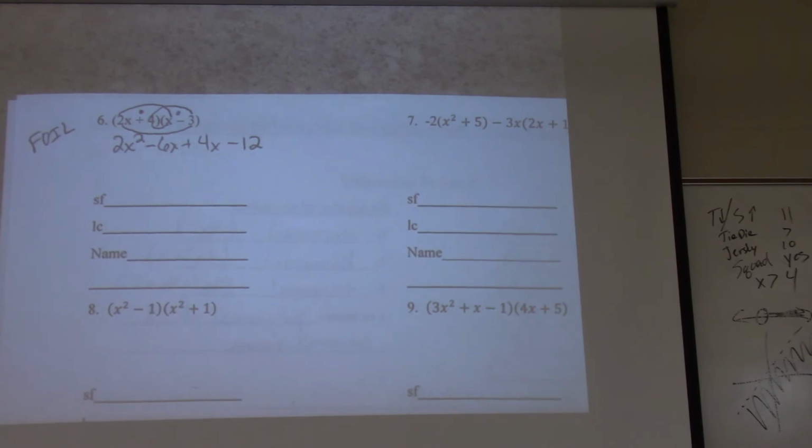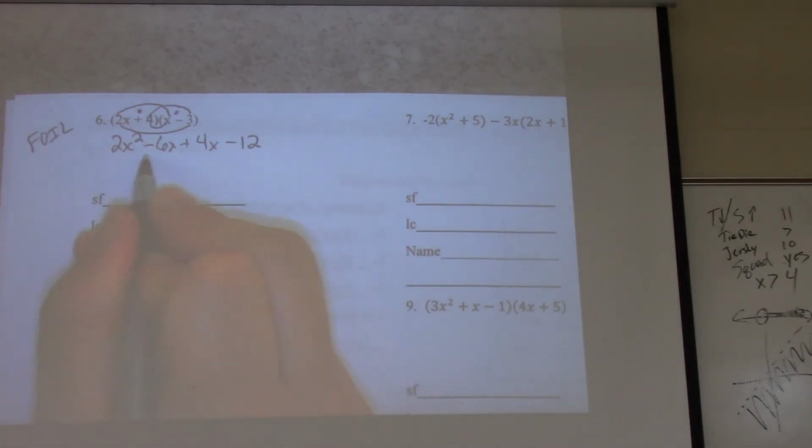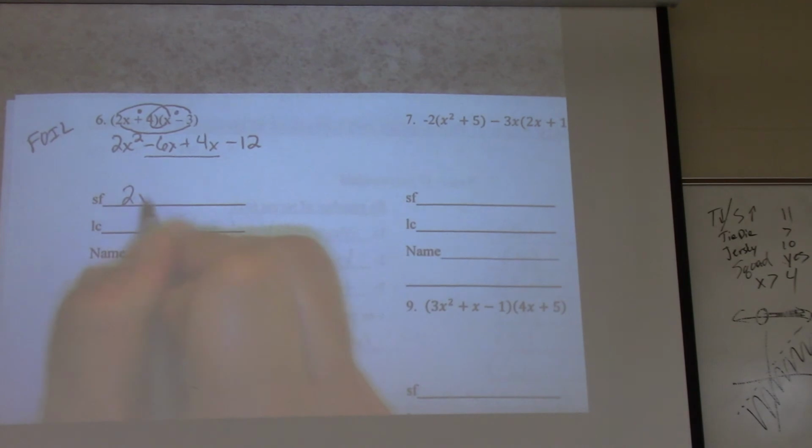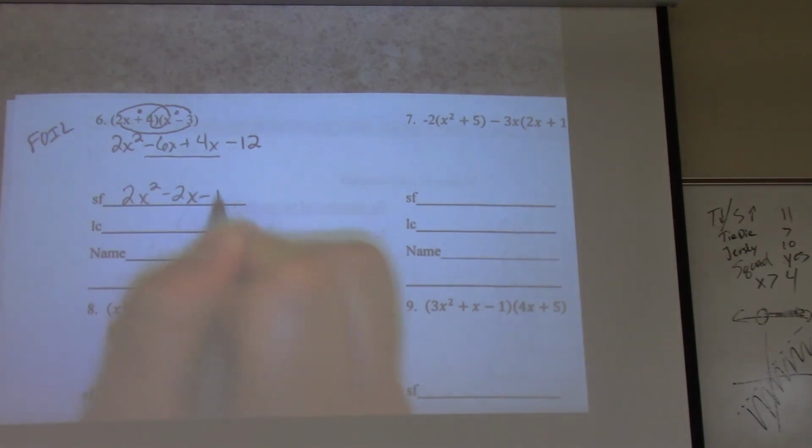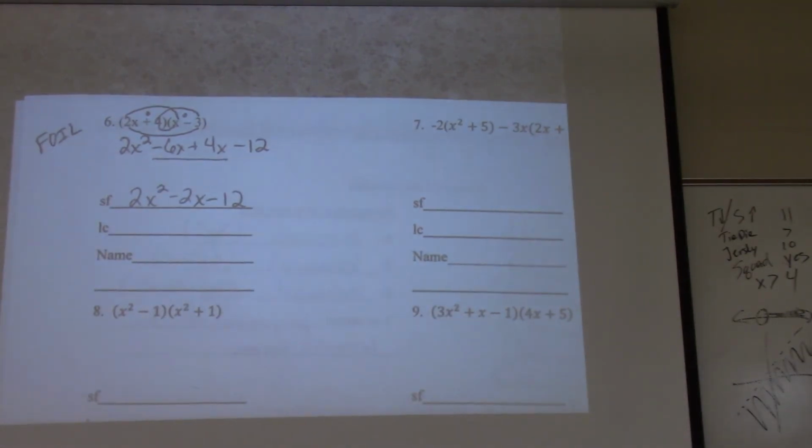Family Guy. Okay. Now combine my like terms here. I've got 2x squared minus 2x minus 12. I've simplified it to standard form. Once I FOIL it out, it's just combine those two middle terms. And I think you guys can do the rest. So let's go on to number 7.